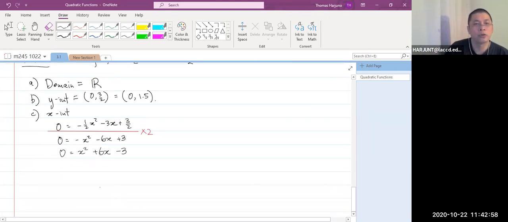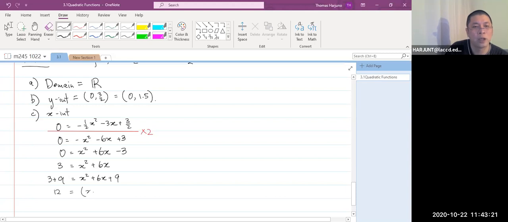And then from here you solve it because the leading coefficient is 1, and then the coefficient of x is even. I may just use completing the square. So I will add 9 to both sides to complete it. So I get 12 equals to x plus 3 squared.